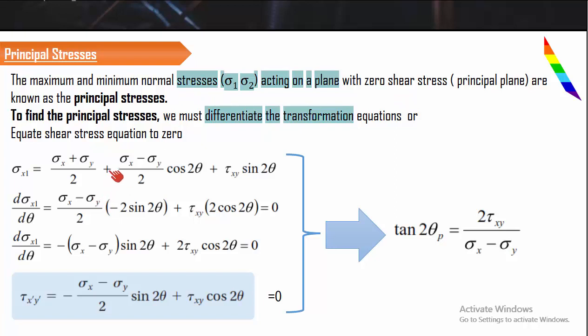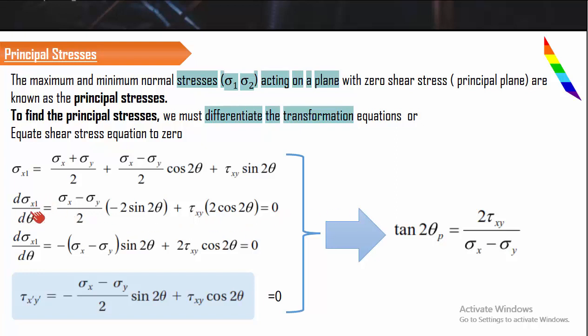To find the maxima and minima, we are going to differentiate the two-dimensional transformation equation with respect to theta. Why? Because at some particular plane, and that plane is very important to define the principal stress. So we are interested to find the plane first, then we will define the stress. We differentiate this transformation equation of sigma x with respect to theta and equate it to 0 to find the maxima or minima. That is simple mathematics that we have done in many engineering mathematics topics. After differentiating, you equate it to 0.